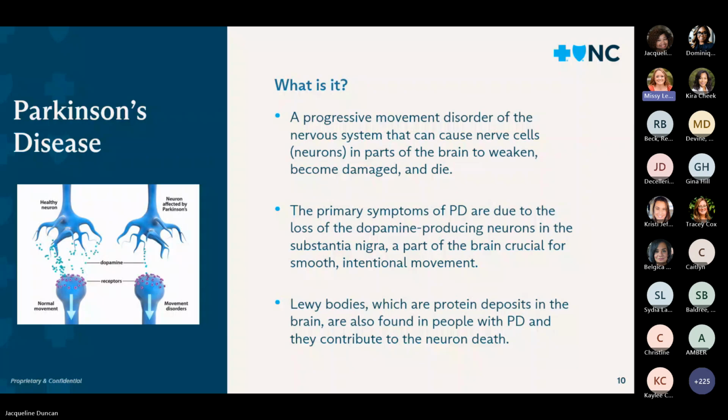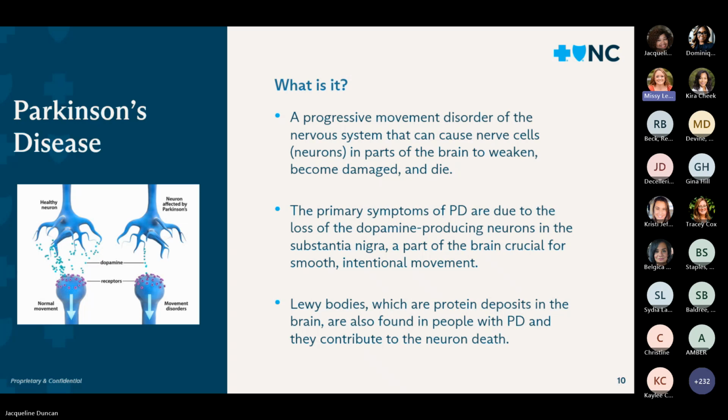What is Parkinson's disease? Parkinson's disease is a progressive movement disorder of the nervous system that can cause nerve cells in parts of the brain to weaken, become damaged, and die. When this happens, it can cause symptoms such as tremors, stiffness, and balance problems that could cause individuals to struggle with simple, everyday tasks such as walking or talking.